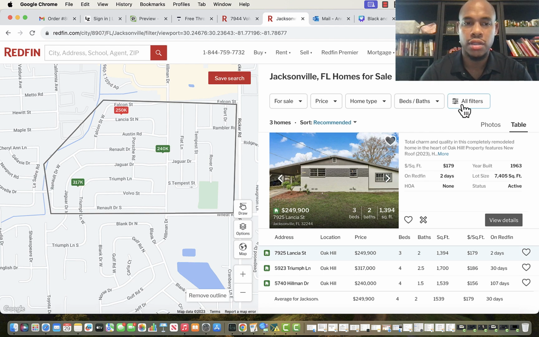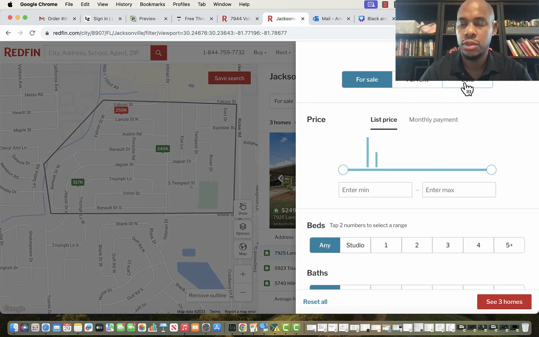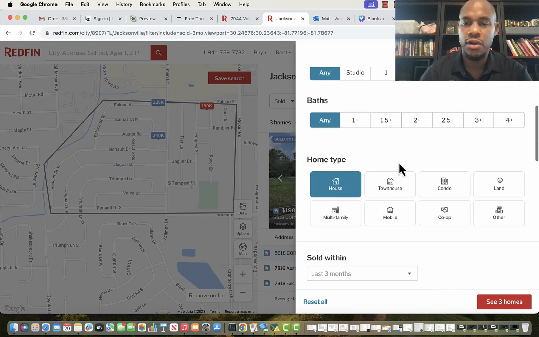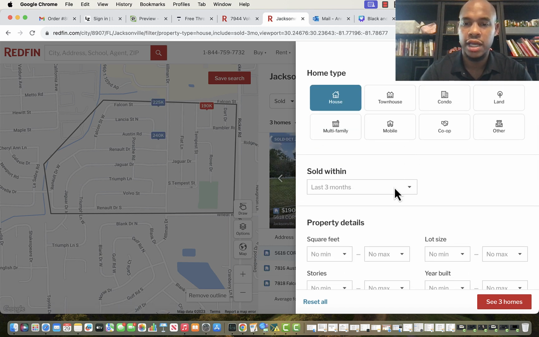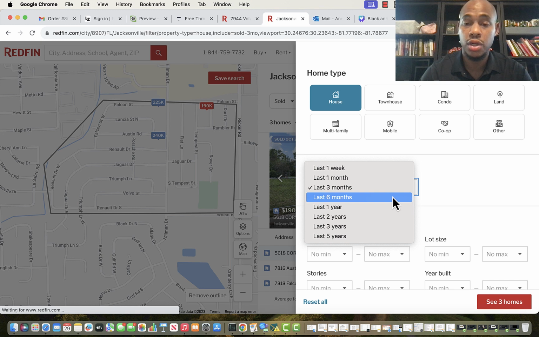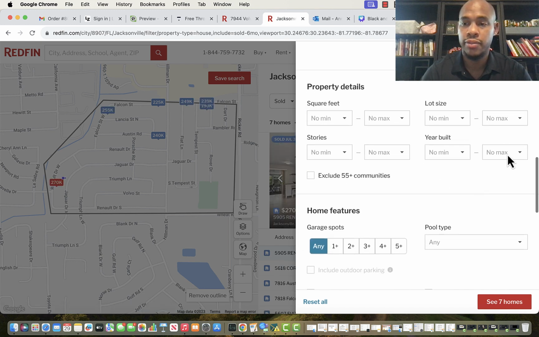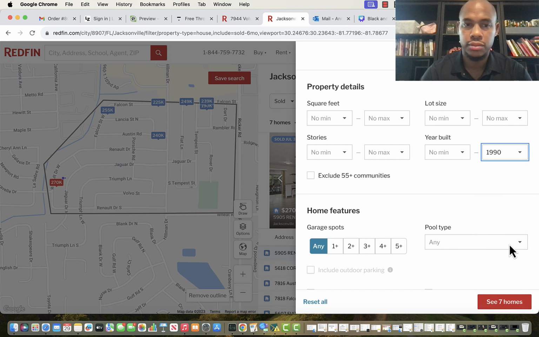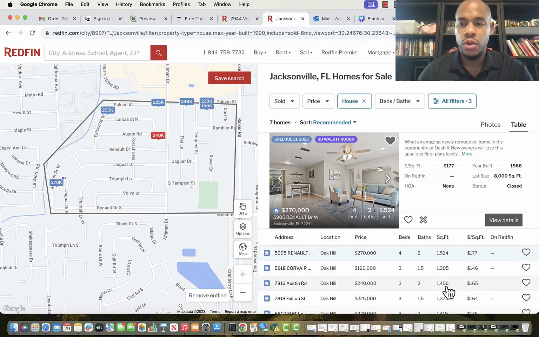And we're going to start the filters. Go over here, sold. Then we have house. And then we have last 3 months. We're going to go last 6 months. Sorry. And built before 1990. All right, let's see what we got.